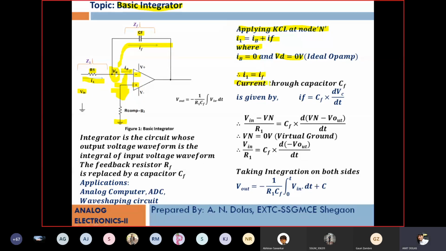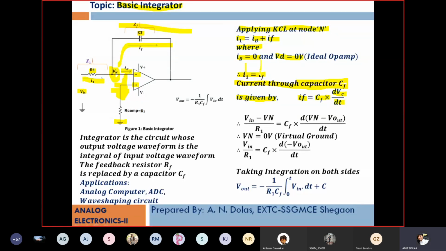Therefore, the current through the capacitor can be found using the standard formulas relating current and voltage for capacitor and inductor. The current through capacitor CF is given by the derivative of voltage. So the current IF across CF is nothing but CF into dVc by dt, where Vc is the voltage across the capacitor. So IF is equal to CF into dVc by dt.